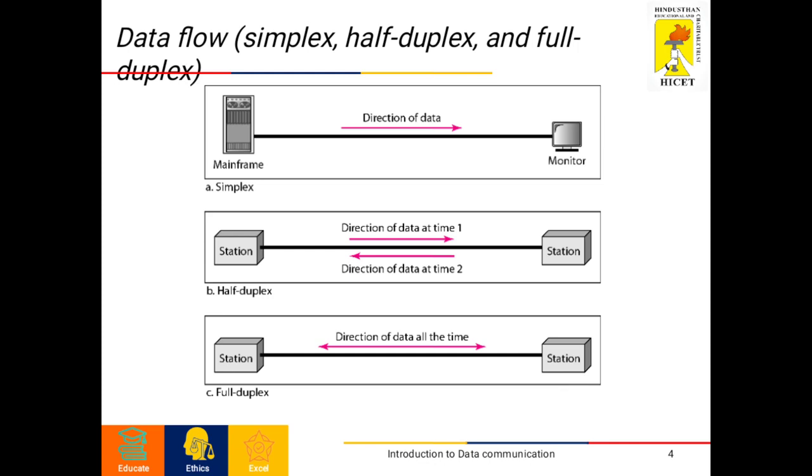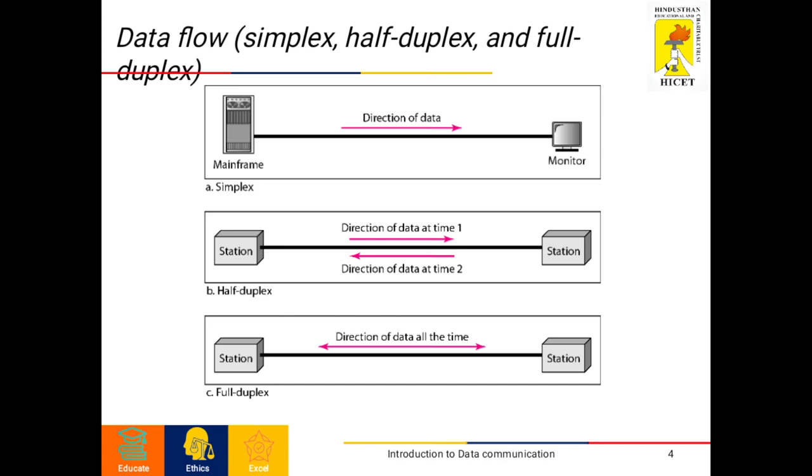The third one is full duplex mode. First we saw simplex mode, where one device can transmit and one can receive. In half duplex mode, both stations can transmit and receive but not at the same time. In full duplex mode, both stations can transmit and receive simultaneously. Full duplex mode is like a two-way street, with traffic flowing in both directions at the same time. In full duplex mode, the capacity of the channel must be divided between the two directions.